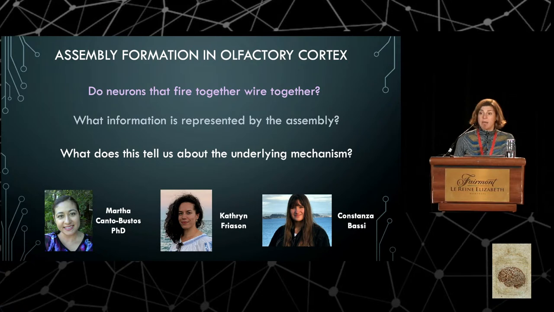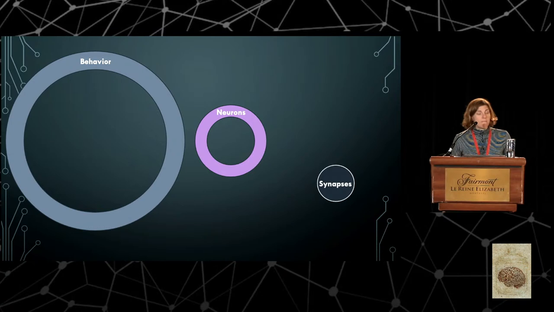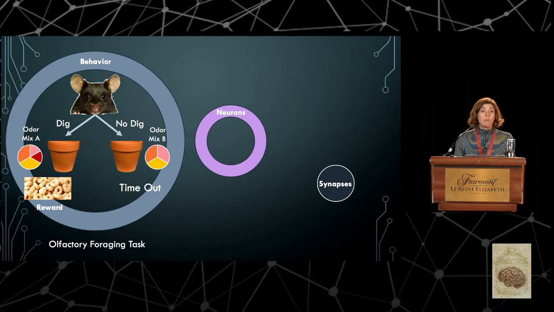So I'm going to start with the behavior. What do these animals do? We started with a very simple foraging task. All we get the animals to do is learn to dig in a pot of bedding that is labeled with an odor. If they dig in the pot labeled with a rewarded odor, they get a Cheerio. If they dig in the pot labeled with an unrewarded odor, they get a timeout.